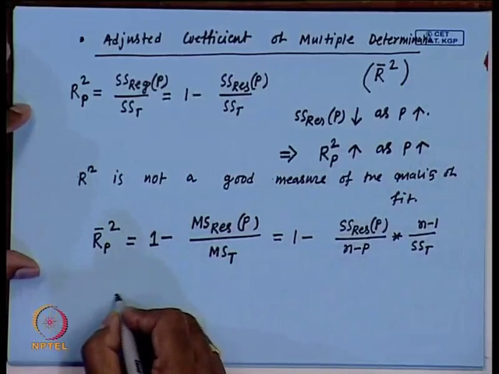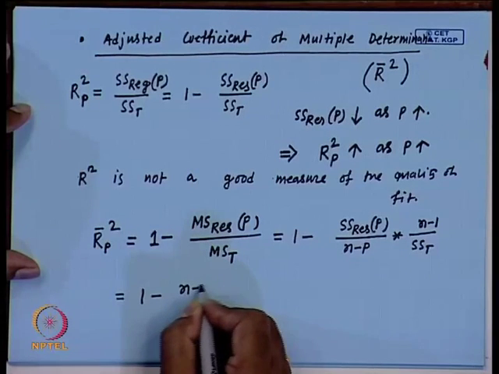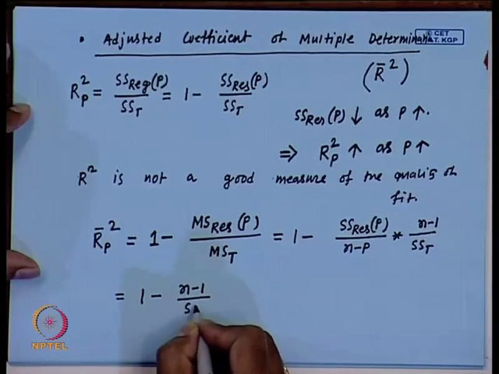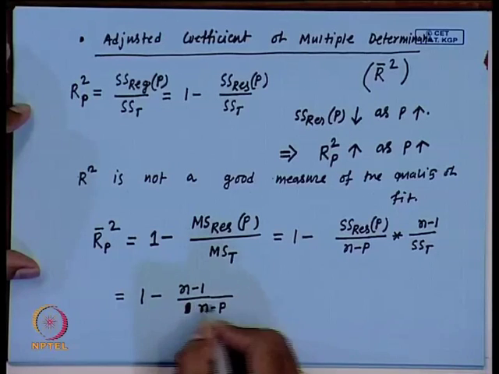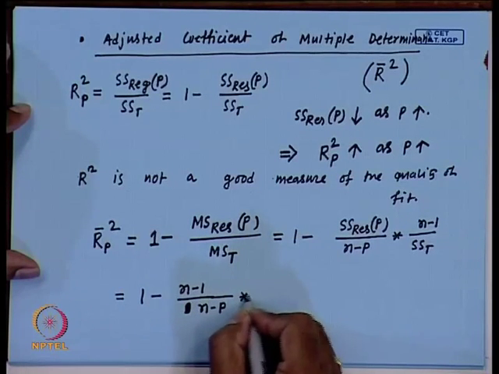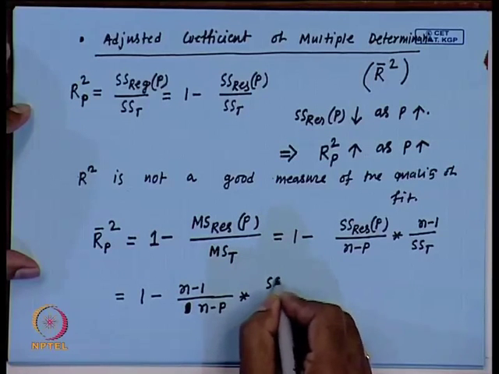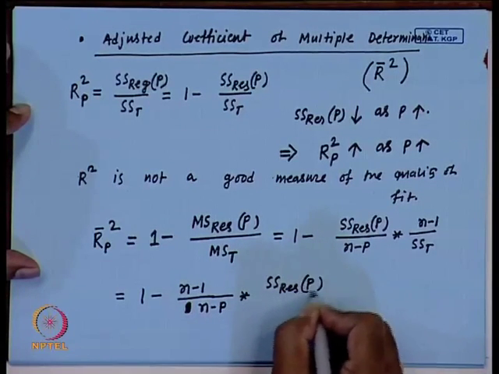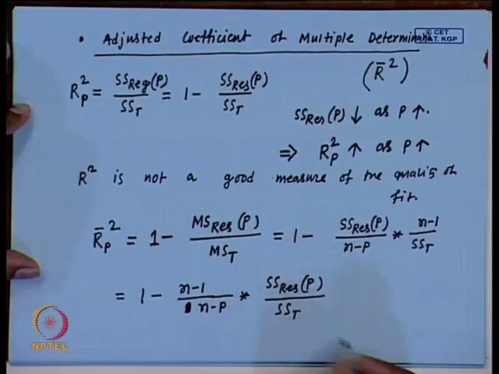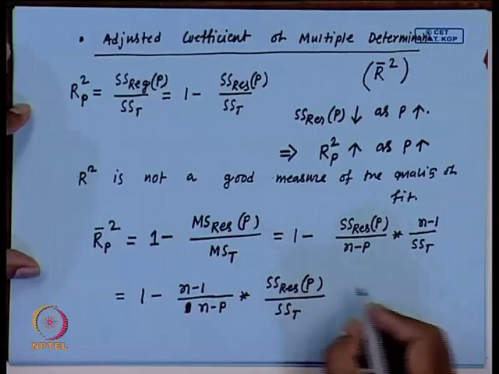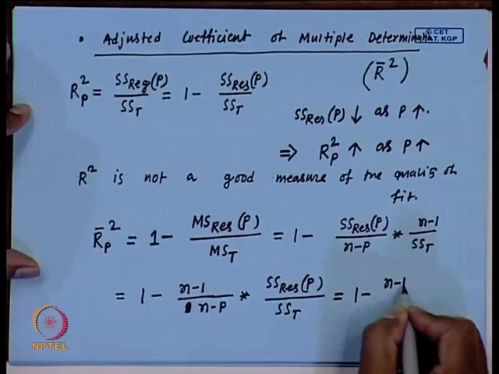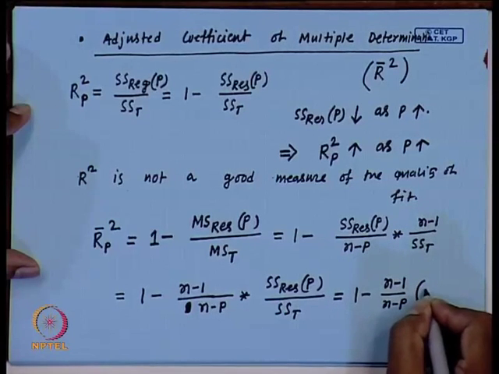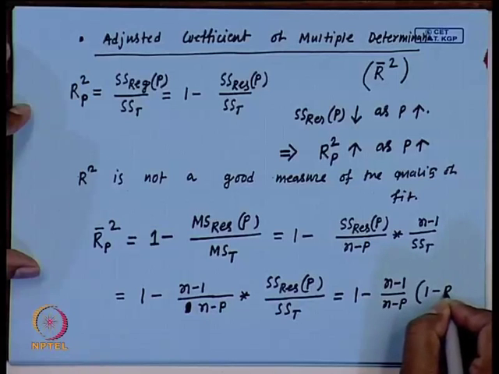So, this one is equal to 1 minus n minus 1 by n minus p into SS residual p by SST, and this one is nothing but 1 minus R square. So, this can be written as 1 minus n minus 1 by n minus p into 1 minus R p square.